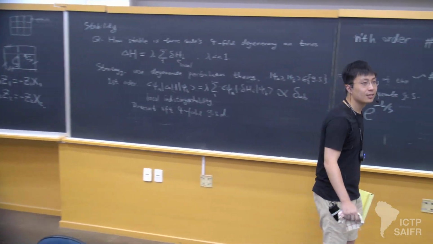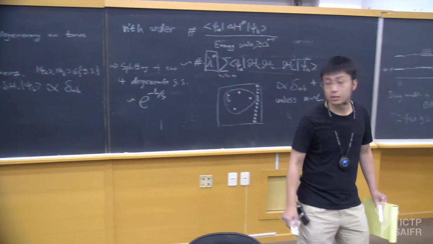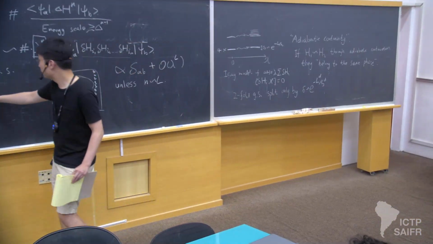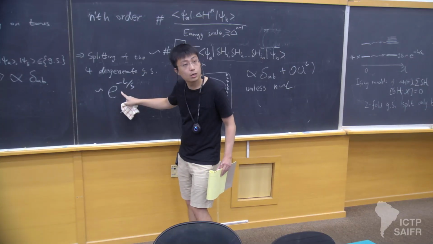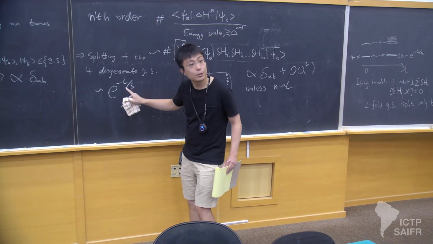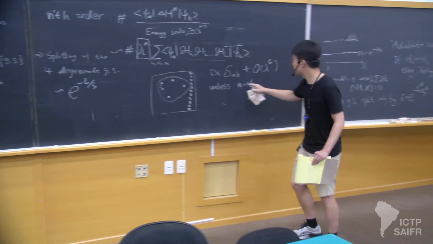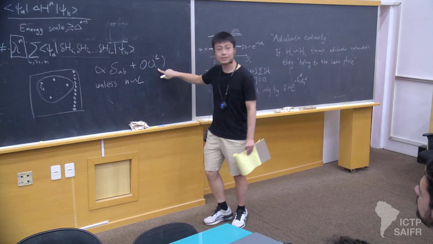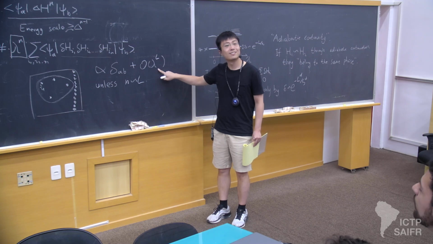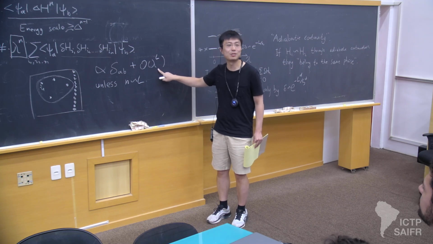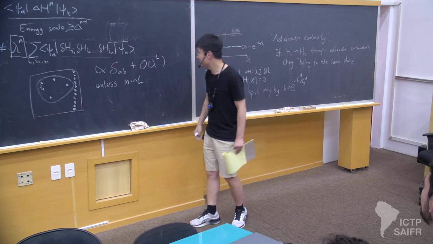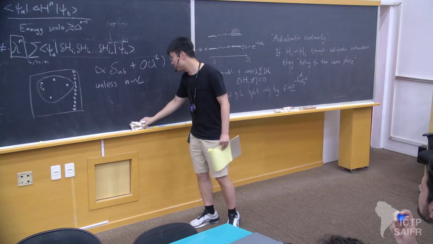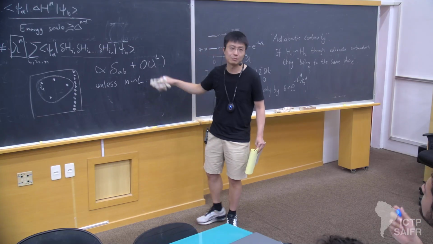Why is this exponential with L? Oh, because it's this. I'm just rewriting lambda as this. There could be some combinatorial factor, but I'm also absorbing them.